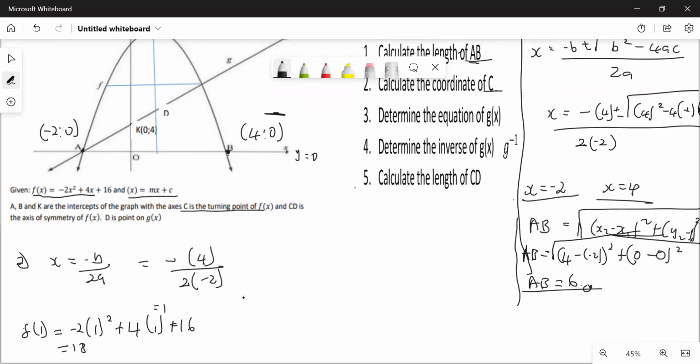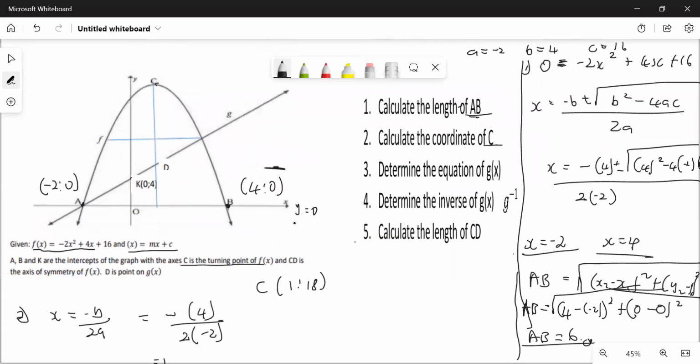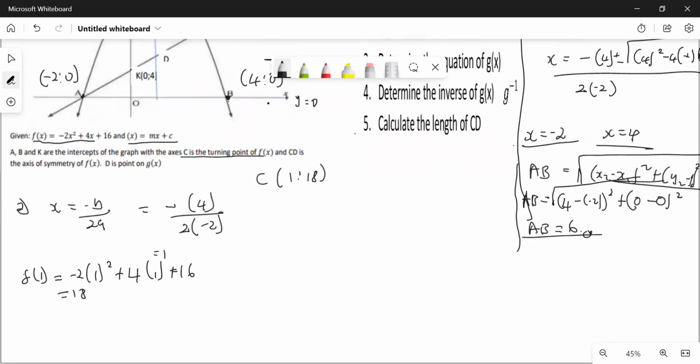18. Meaning the coordinates of your C, you can tell them that C is going to be equal to (1; 18). Now, you can come and put it here and say here you have (1; 18). Okay. Now, what else do you want to do? They said you should determine the equation of g.